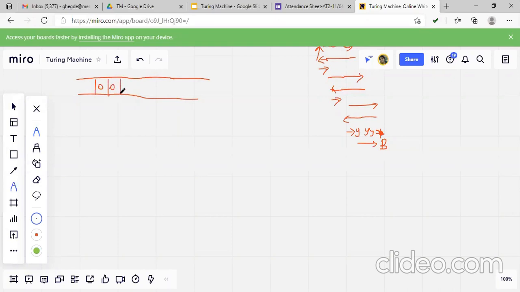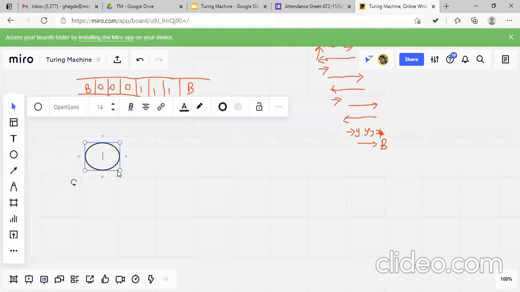Okay, I am again writing this because I want to represent it using a Turing machine. That is, how to represent the same example using a Turing machine. I'll start with the transition diagram. Okay, start with the start state Q0.